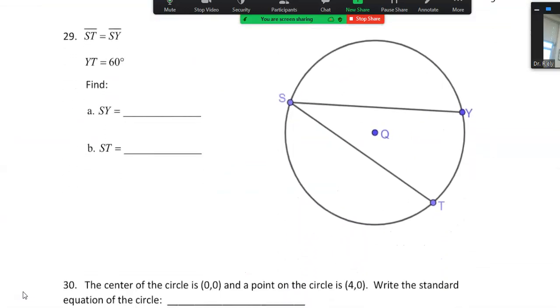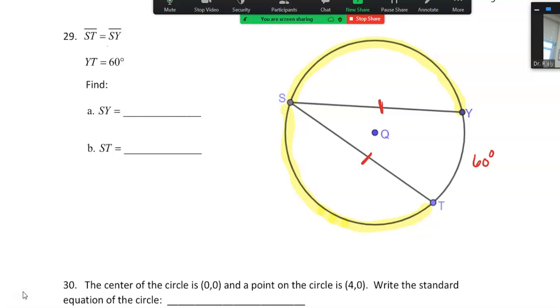Okay, that brings us to this. What do I know about this? They are telling me ST equals SY, and those are segments. So that means ST equals SY. They also told me that YT is 60 degrees. Now, in this scenario, what I know is that the chords cut arcs that will also be the same length. So these 2 yellows have to equal each other.